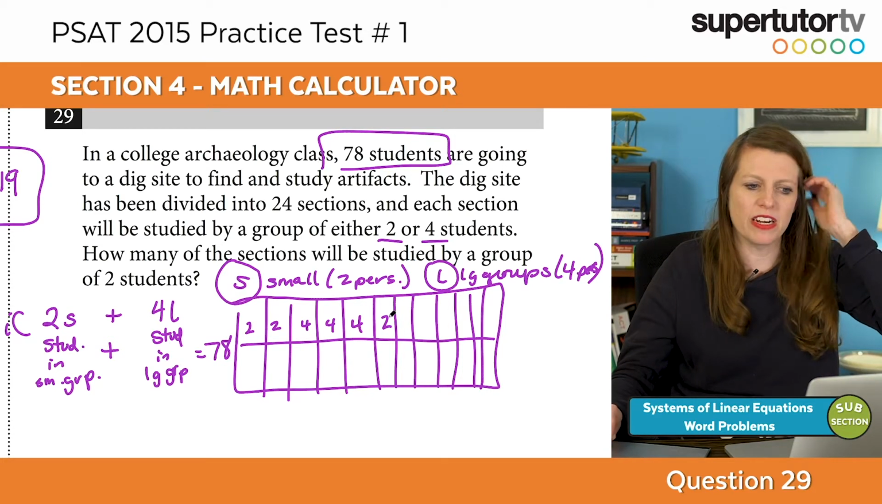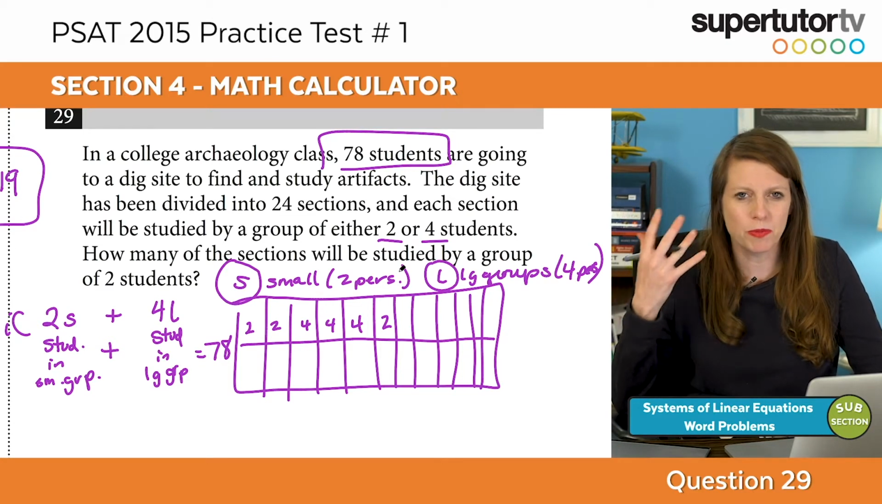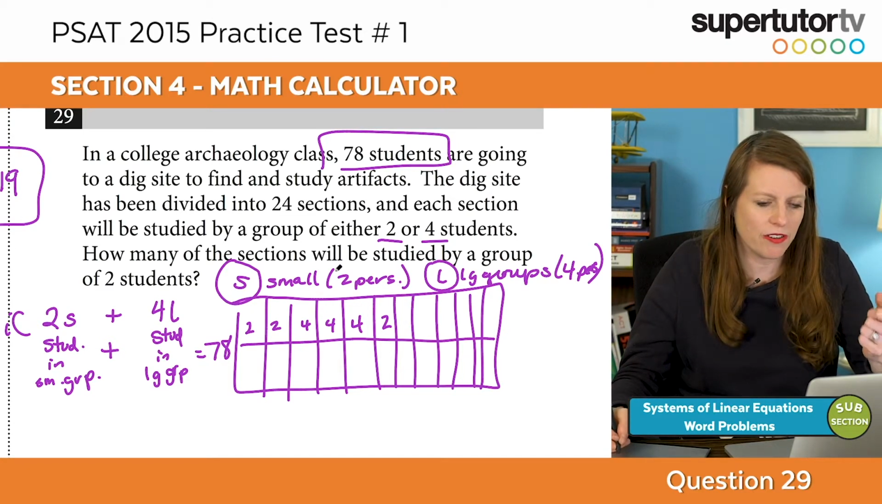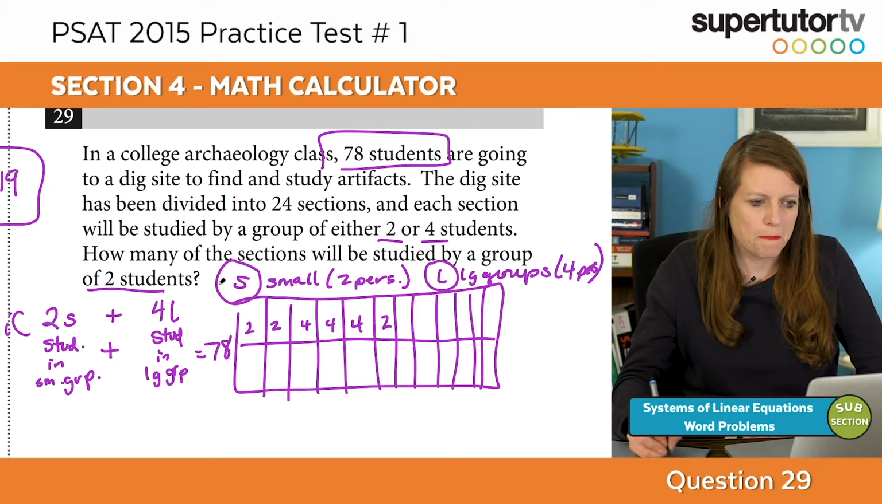but you can see how I can kind of draw it out, visualize it. That helps me wrap my brain around it if you guys struggle with these. I always like drawing pictures. It just opens up my mind. It helps me push forward in the problem if I can't quite see it right away. And this can be a little bit confusing. How many of the sections will be studied by a group of 2 students? So what I want to know is how many groups of 2 do I have, right? Oh yeah, and that's the number of small groups, right? If I had 3 small groups, that's S, right? So I want S.